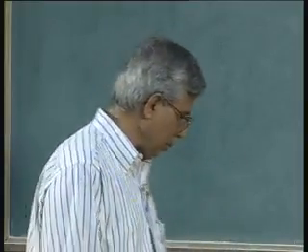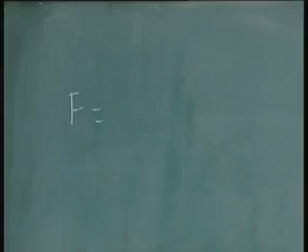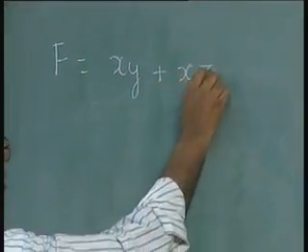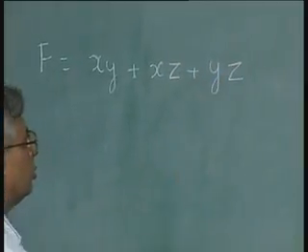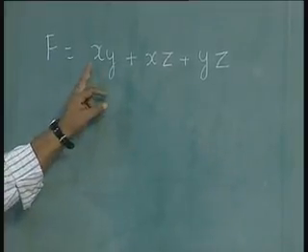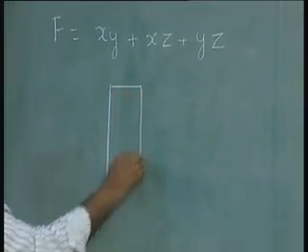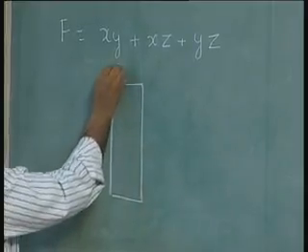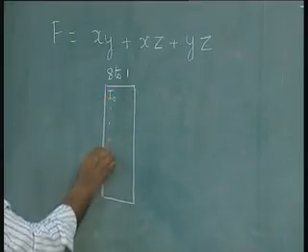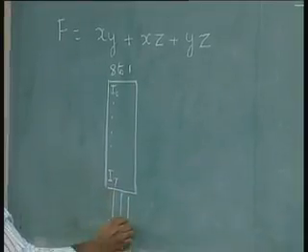So, let us take an example of a function f which is xy plus xz plus yz. This is a function I want to implement. How many variables are there in this? 3 variables x, y and z. So, normally I would say I will use an 8 to 1 mux with I0 to I7 and inputs x, y and z, output f.